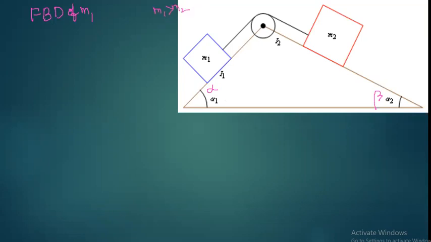Let us take M1 greater than M2. What happens? Someone observe. Can you draw? Someone try to draw the FBD of M1. This is also an inclined plane, right? How is our inclined plane? Our inclined plane is like this.